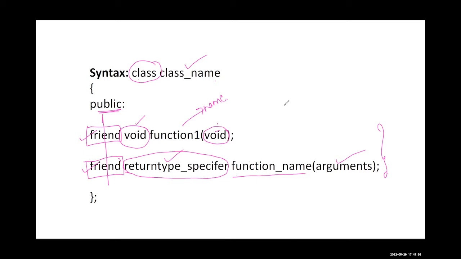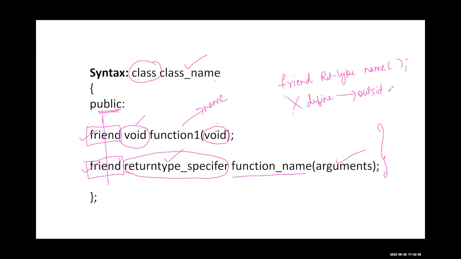So basically the syntax of a friend function is: I have the friend keyword, then the return type of the function, and then the name of the function and the arguments, ending in a semicolon. That's all. Here we are not going to define it. Remember, we are not going to define it inside the class. The definition always has to be outside the class.